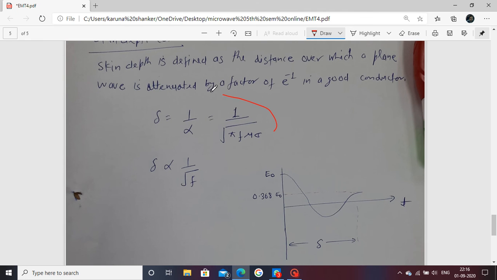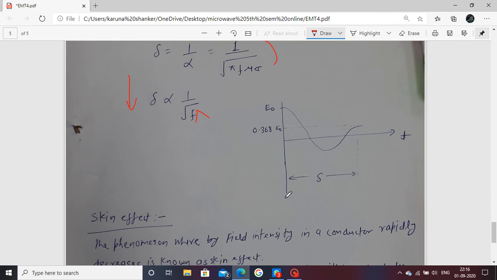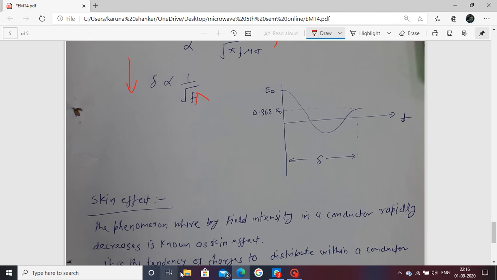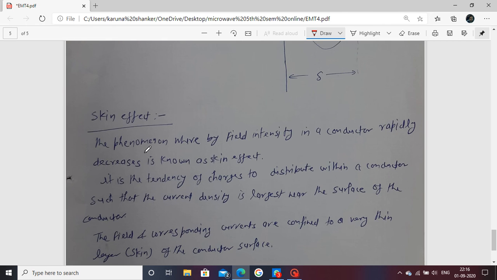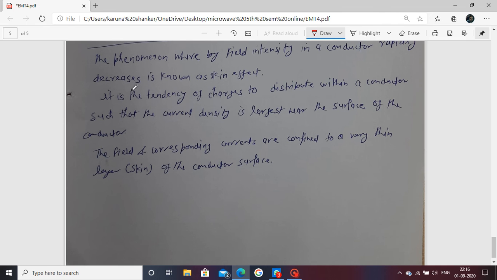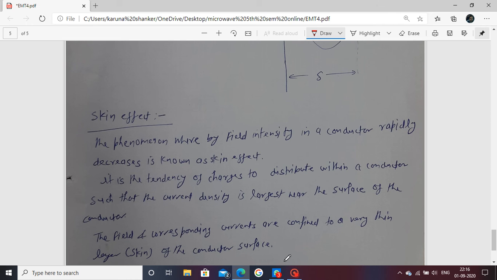Here, a very important point is the skin depth relation. Also, if the frequency increases, then the skin depth decreases. This shows you the relation. Next is the skin effect. We have seen that the skin effect is when the field and corresponding current are confined to a very thin layer of the conductor surface. You have seen this relation.